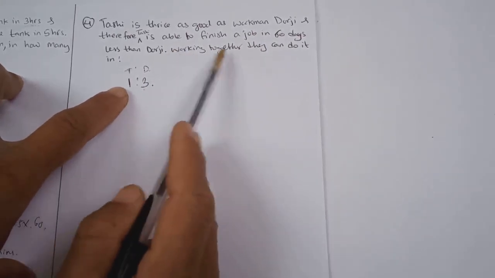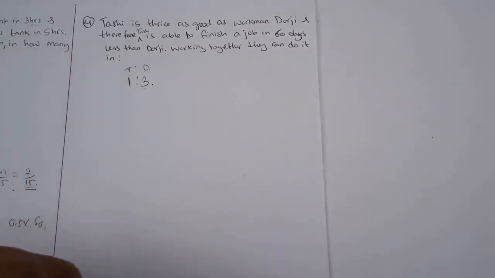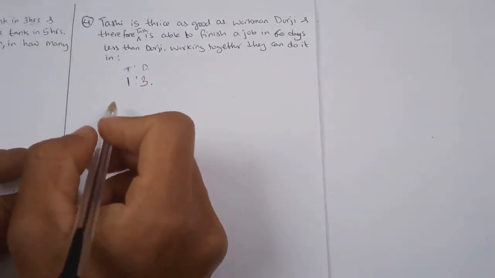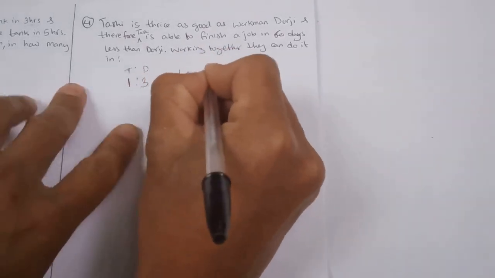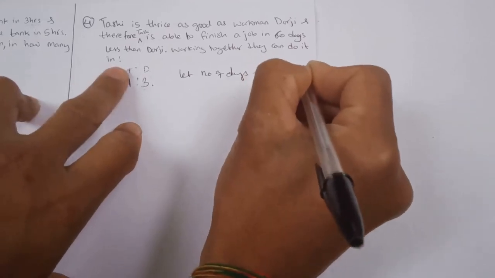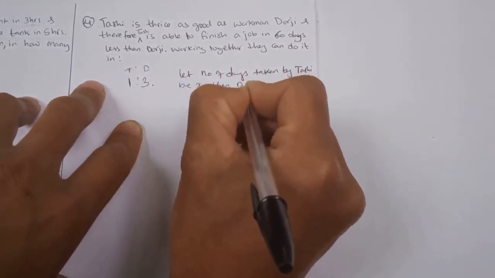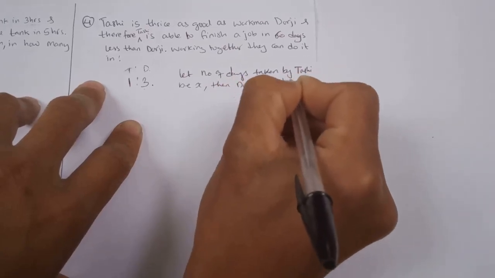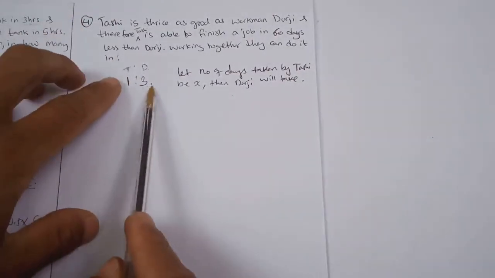Working together, they can do the job in some number of days. Since the ratio is 1:3, Tashi takes less time. So we assume, let the number of days taken by Tashi be x. From the ratio 1:3, where Dorji takes 3 hours, Tashi takes 1 hour.